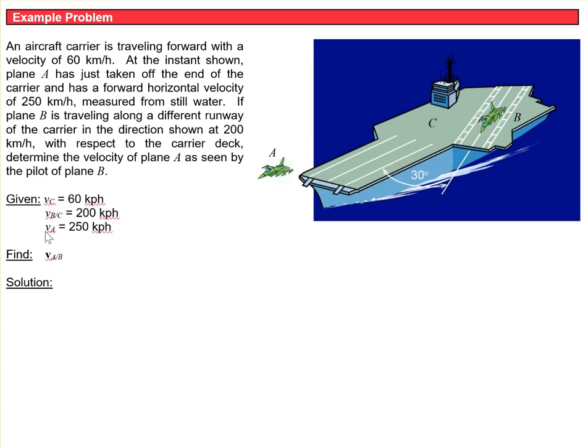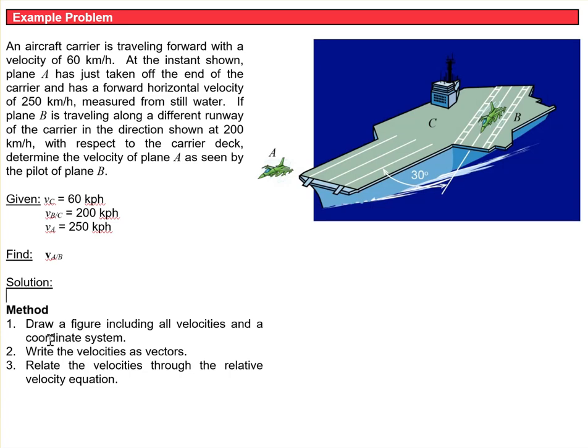Plane A is absolute, V sub A. Plane B is relative, so V_B relative to C. And what we want to solve for is the velocity of A relative to B. All right, so how do we start this problem?